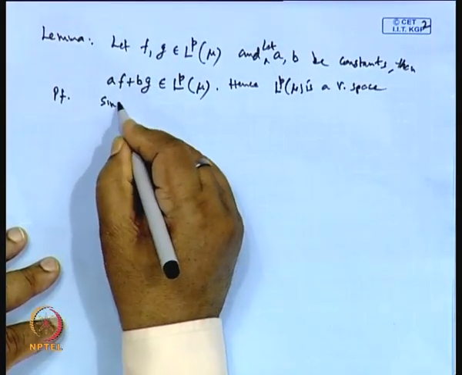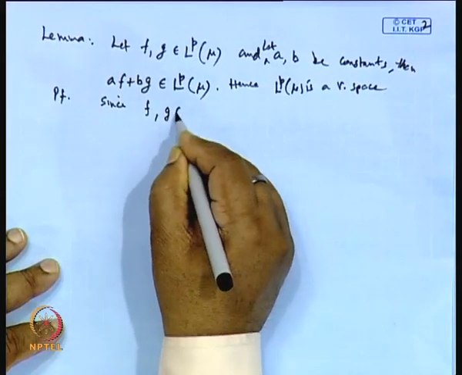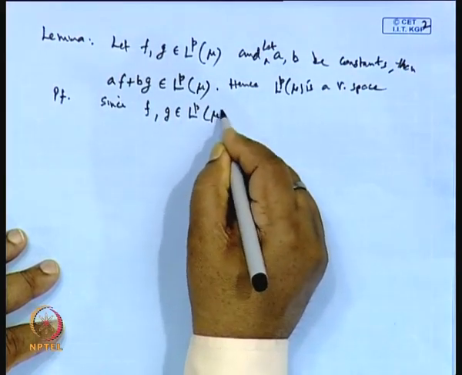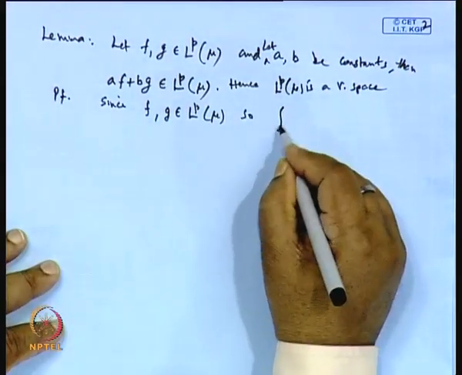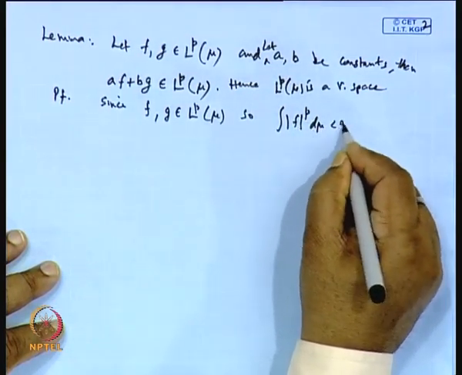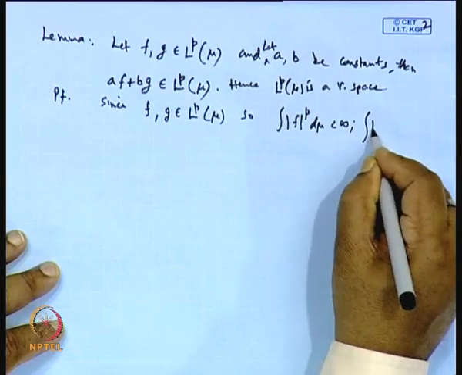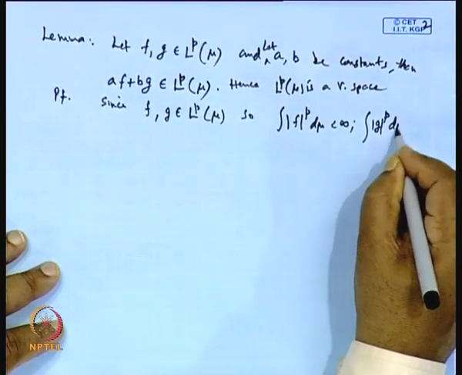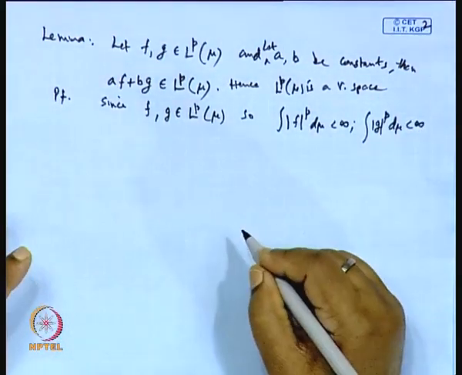Since f and g are elements of LP(mu), by definition the integral of mod f to the power p d mu is finite, and the integral of mod g to the power p d mu is finite. Okay.